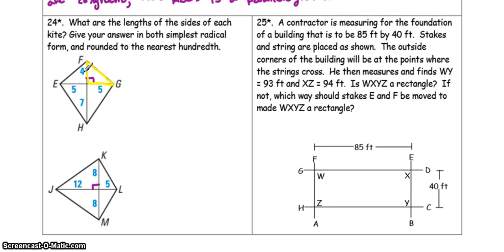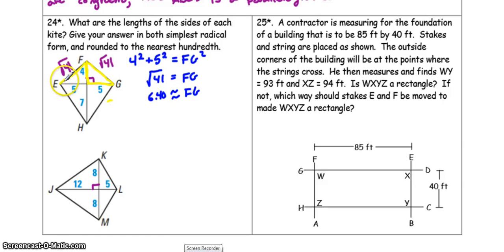Well, if we've got the length of the two legs, such as 4 and 5, we can use the Pythagorean theorem to figure out the length of the hypotenuse. Here's a sample set of calculations. We would have 4 squared plus 5 squared equals FG squared, because FG is the hypotenuse here. Solving that, we would get that FG is the square root of 41, or we could round that to 6.40 if we drop that in our calculator. Note that since this triangle also has legs of 4 and 5, EF will be the same length as FG.